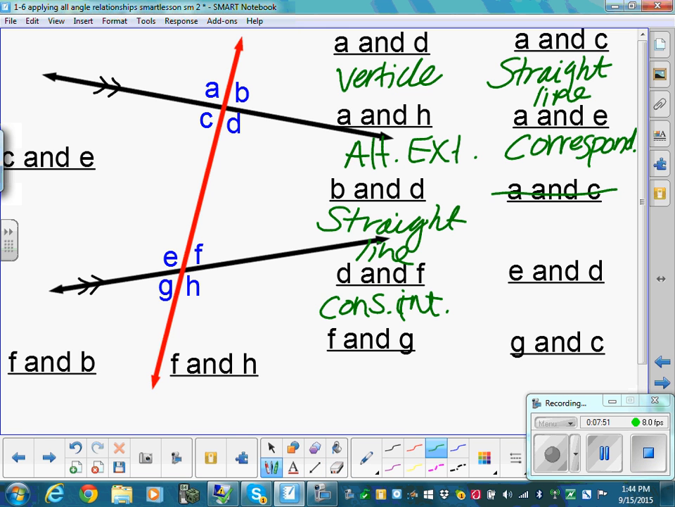E and D. Alternate interior. They alternate on different sides of the transversal. They're inside the parallel lines. Very good. Alternate interior. Why did you cross out A and C again? Because we already did that one. Oh. All right. Continuing. Stay with me. How about F and G? So F and G, what kind of angle? Vertical. Good.